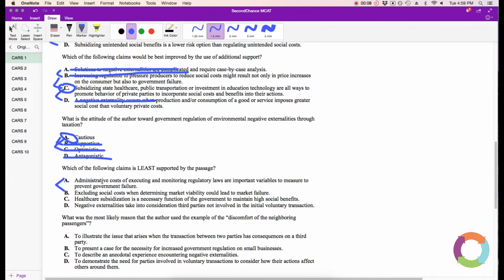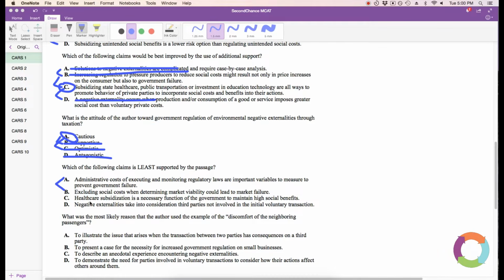Let's look at A versus B. So admin costs are important variables to measure to prevent government failure. That's not bad. Excluding social costs when determining... let's see, it looks like I ran out of time. Let's keep going, finishing it up, two more problems. Excluding social costs when determining market viability could lead to market failure. That's definitely supported. So we're looking for the one that's least supported.